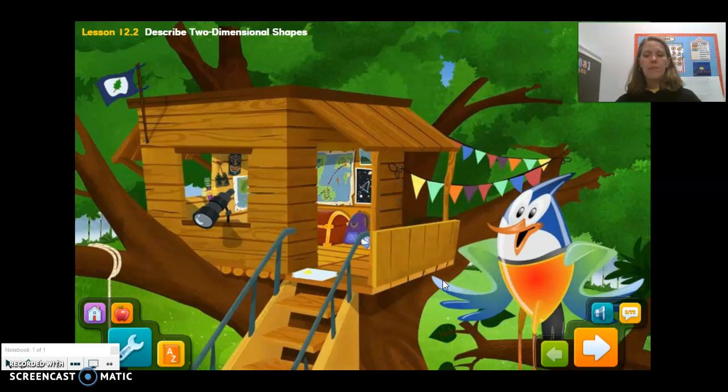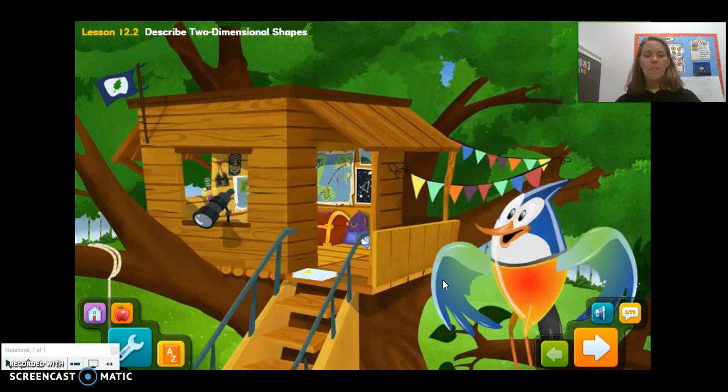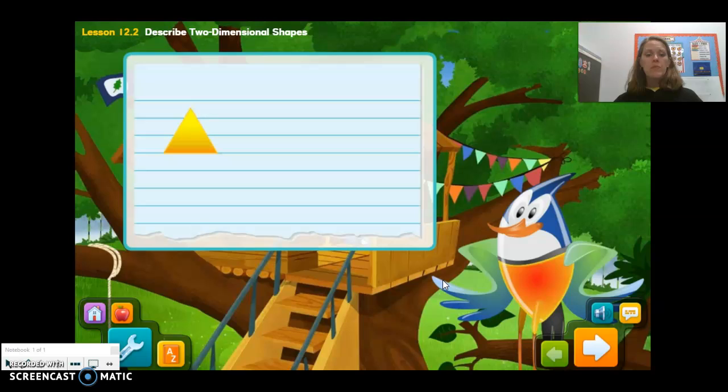Hi there! Look what I found! The kids hung their paintings out to dry, and they all fell down from the treehouse. This one has a shape on it. I think I saw some others with shapes on them, too. Click this shape to see more.